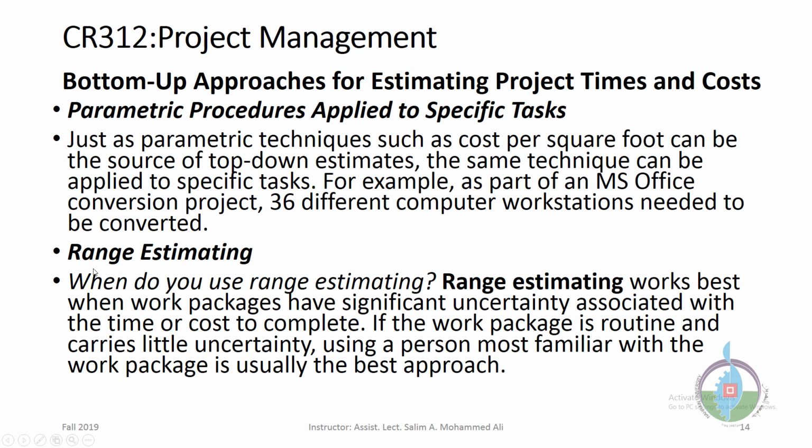The third method is range estimate. There is a specific time we can use range estimating. When do you use range estimating? Range estimating works best when work packages have significant uncertainty associated with the time and cost to complete. We are not very certain about the time and cost of this work package, so we are going to use range estimating. If the work package is routine and carries little uncertainty, using a person most familiar with the work package is usually the best approach. So there is a specific time that we can use range estimating.